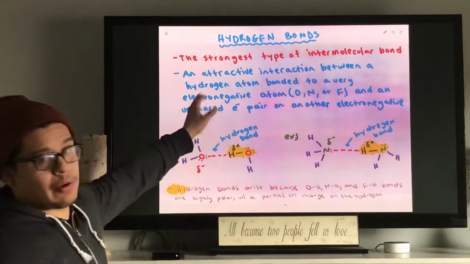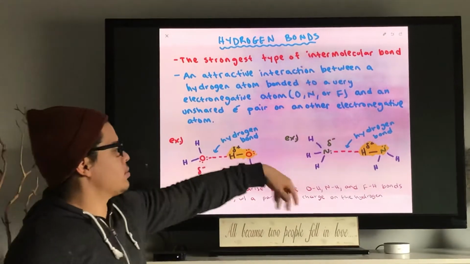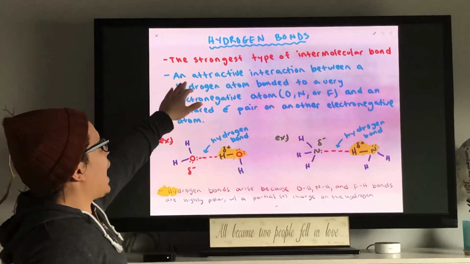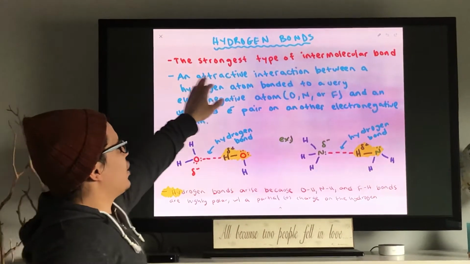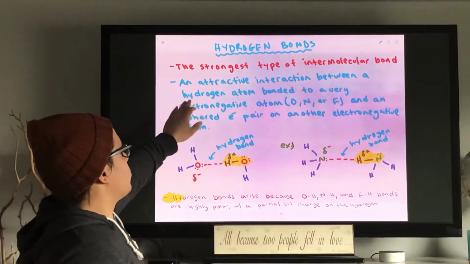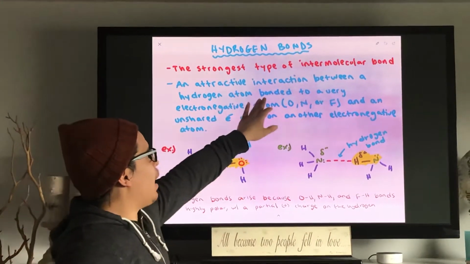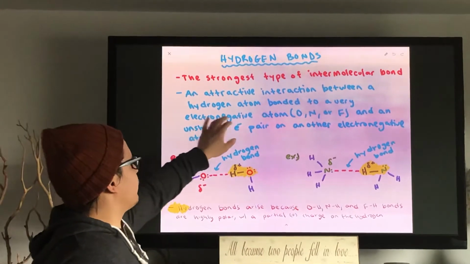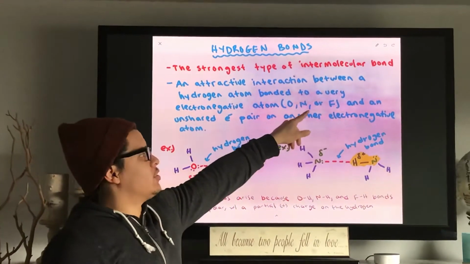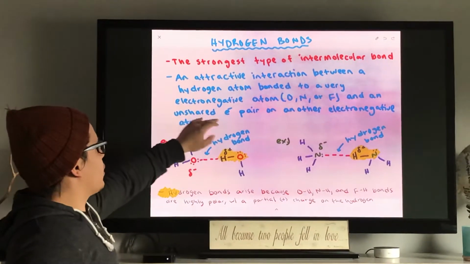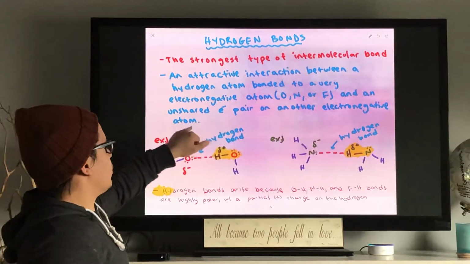All right, and I'm going to read the definition really quick, and we'll explain it. A hydrogen bond is defined as an attractive interaction between a hydrogen atom bonded to a very electronegative atom, oxygen, nitrogen, or fluorine, and an unshared electron pair on another electronegative atom.